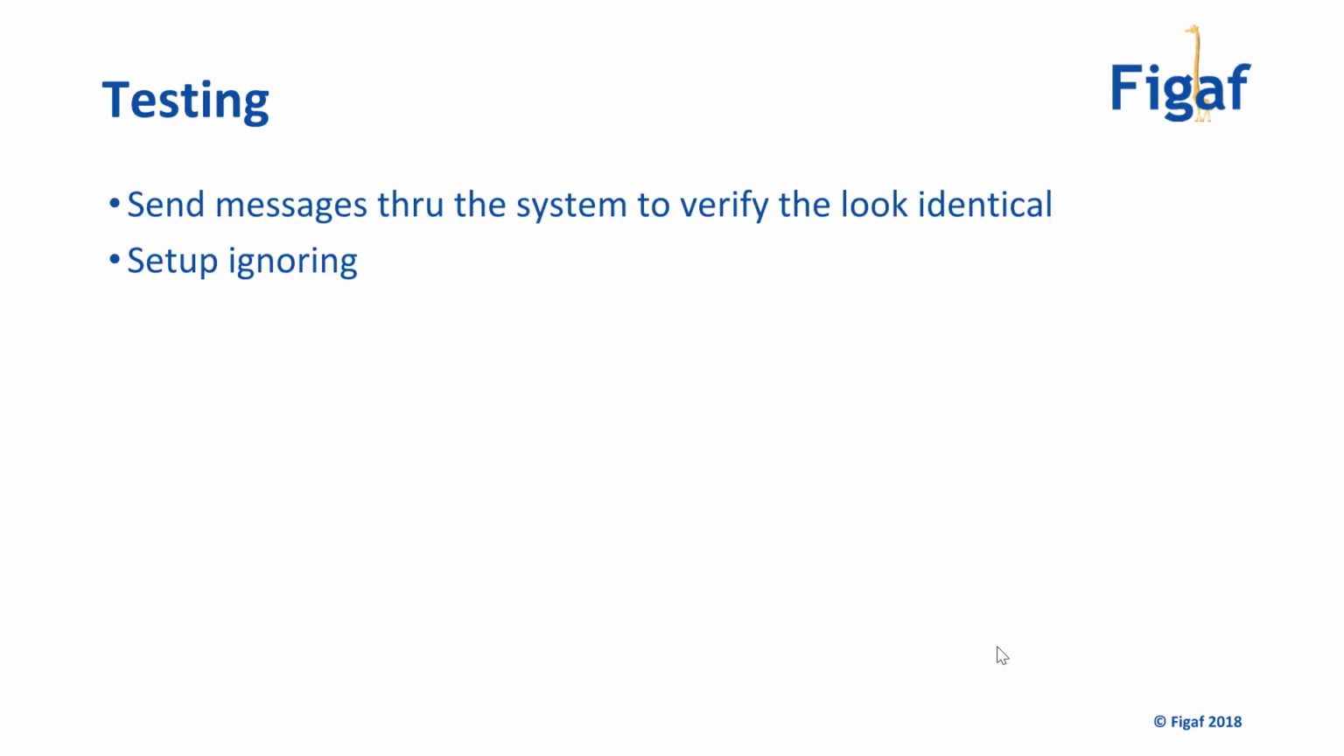So the way testing works is we would send the message through the PI system. It will be processed as the original message, and then we will compare the messages and verify that they look identical. And there are obviously, or could be, some fields that are supposed to be changed, like dates or number ranges. It's okay that these are being changed, and then you want to set up ignoring of these elements.